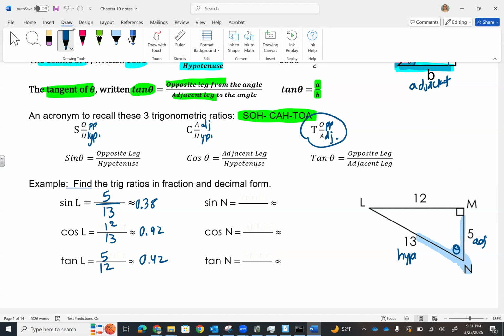And if you recall, the name of the other leg is going to be the opposite leg, the leg that doesn't touch it. It's across the triangle from that angle. So the ratio for sine from N's perspective would be SOH. So sine is opposite over hypotenuse, so that'd be 12 over 13. And if you divide that, you're going to get 0.92. Cosine from N's perspective would be the adjacent leg over hypotenuse, or 5/13, and that would be 0.38. And then tangent from N's perspective would be the opposite leg from angle N, which would be 12 over 5, and that would be 2.4.